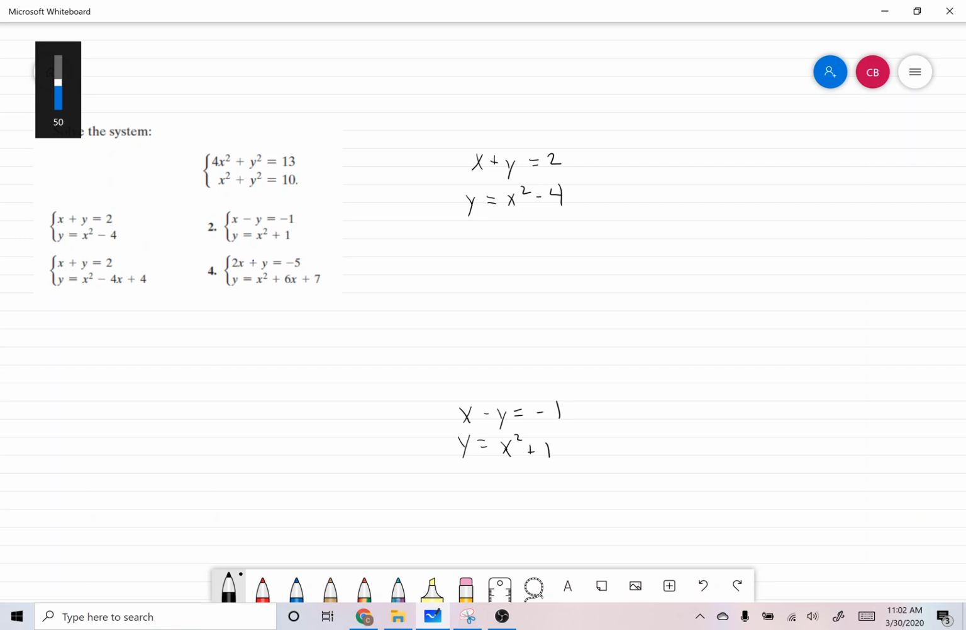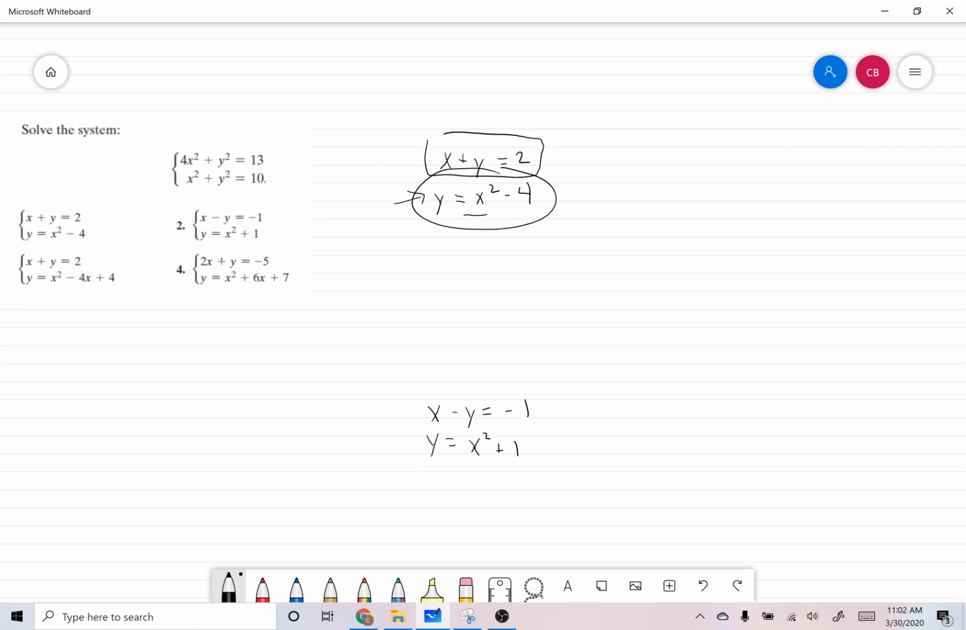Okay, everybody, we're going to continue on with some other systems of nonlinear equations. This one obviously is linear. However, this one is not. This one is clearly a parabola. We know because this is x squared. And so this will possibly have two intersections, maybe one if the line's tangent to the parabola.